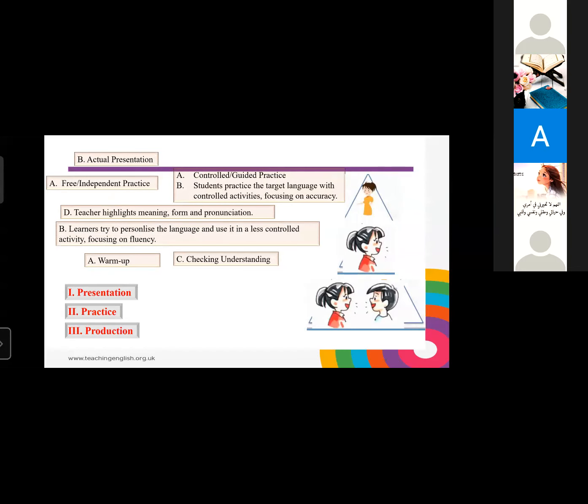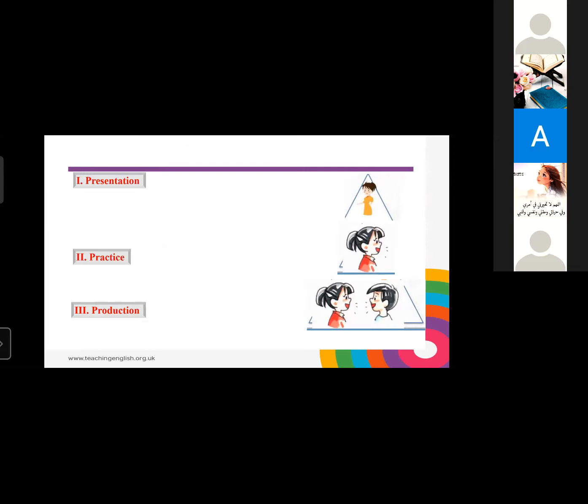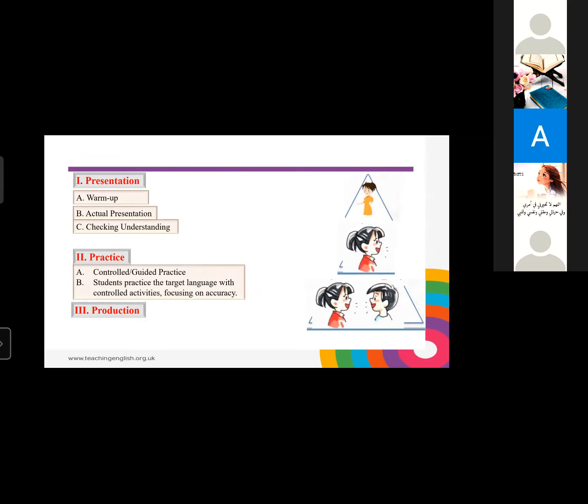We have free independent practice, controlled guided practice, students practice the target language, teacher highlights meaning, form, and pronunciation, learners try to personalize the language. Let's match them together. What do we do in the presentation? Warming up. Yes, number one, the warm-up. Second, actual presentation. What did the teacher tell the students? And C, checking understanding.